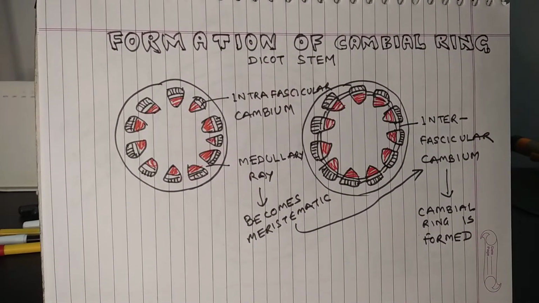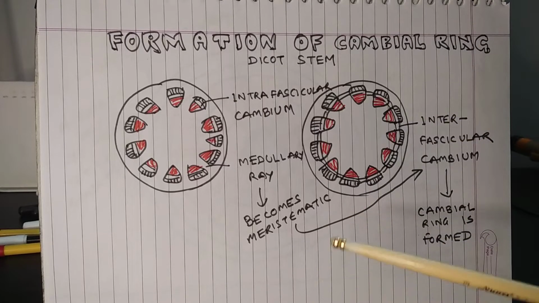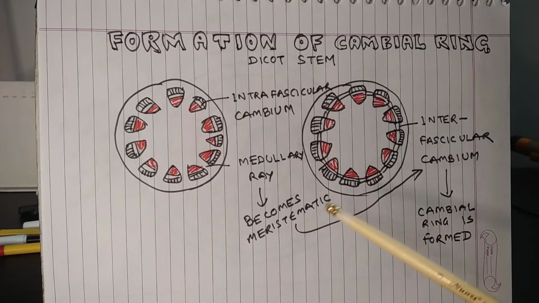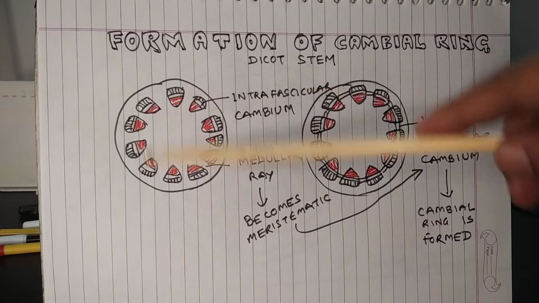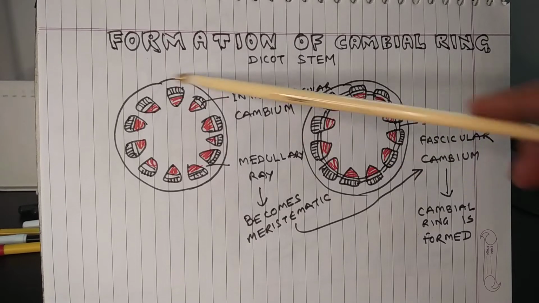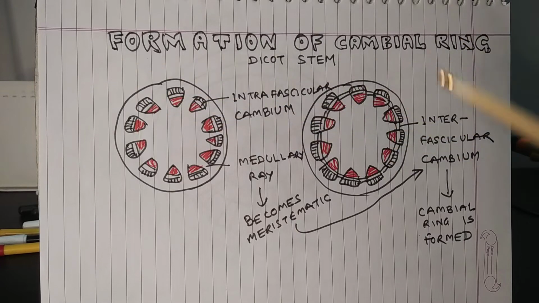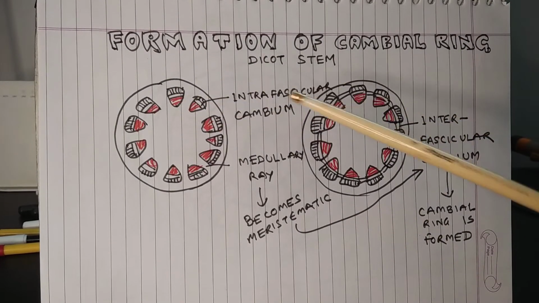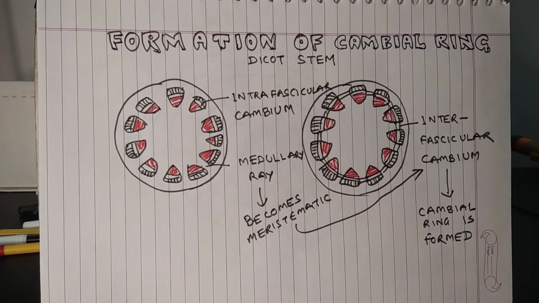Before the secondary growth begins, formation of cambial ring takes place. So here I will be discussing secondary growth in dicot stem, and the secondary growth in dicot root is more or less similar with minor differences. This figure shows the transverse section of a young stem. So these are vascular bundles and these are cambiums inside vascular bundles. So since the cambium is inside vascular bundle, this is called intrafascicular cambium.